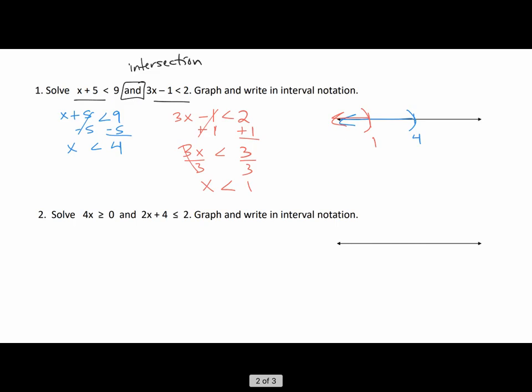Now I need to look at the intersection. Where do these solutions overlap? What elements are in both of these sets? So you can see that there's both red and blue solution here, so negative infinity until here. That's where the overlap stops, right at 1. Do we include 1? Only if it's included in both sets. In this case, it's not.